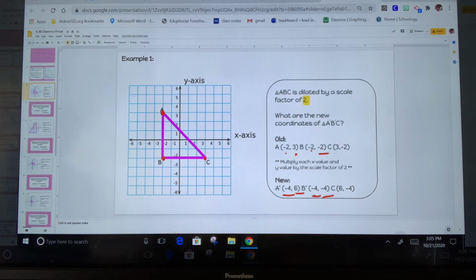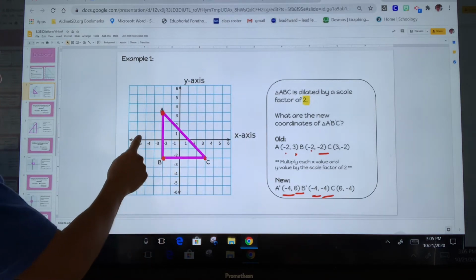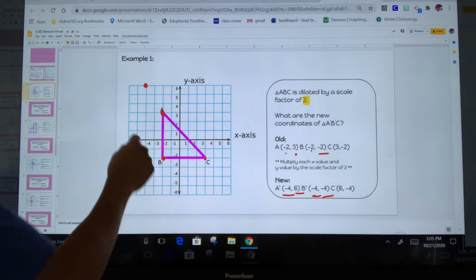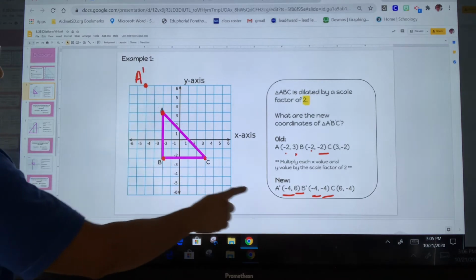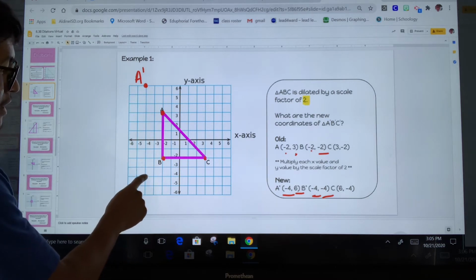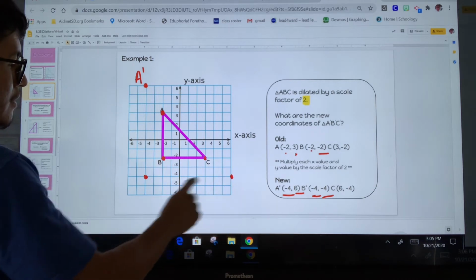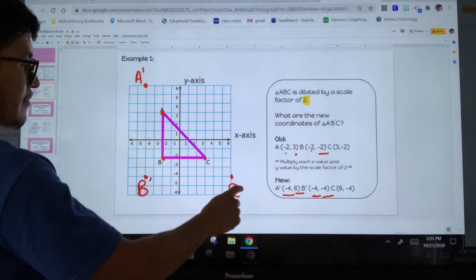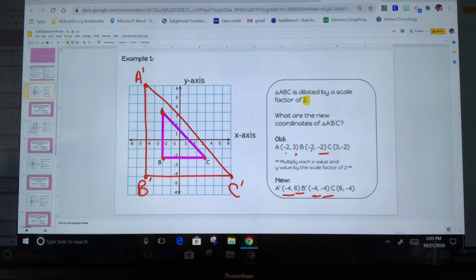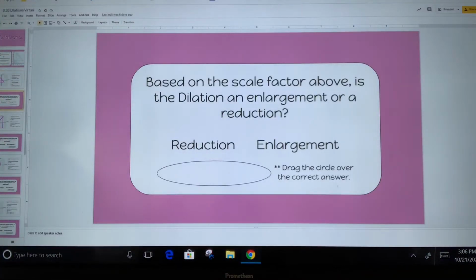Now, once you graph them, you're going to see the dilation means it's either enlarged or reduced. Let's plot this real quick to see what happens to the new picture. When you get a new point, it's called A prime, that little mark at the top. Then B prime is -4, -4. Then 6, -4, and C prime. Connect them and you see that it enlarged. Simple as that.